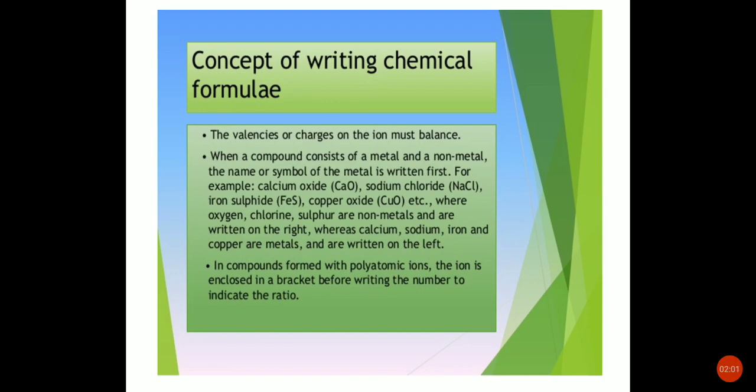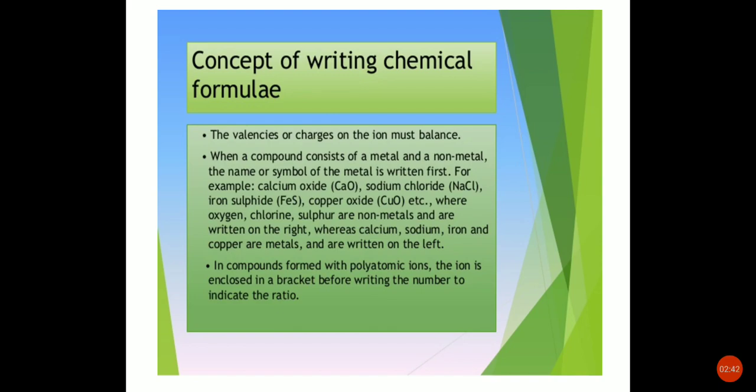For example, calcium oxide, CaO, the name of the metal is written first. That means calcium. Sodium chloride, here sodium is the metal, so sodium is written first. Iron sulfide, Fe. The first one is iron, because it is a metal. Copper oxide, CuO. First one is metal, copper, etc. Oxygen, chlorine, sulfur are non-metals and are written on the right, whereas calcium, sodium, iron and copper are metals and are written on the left. Clear?